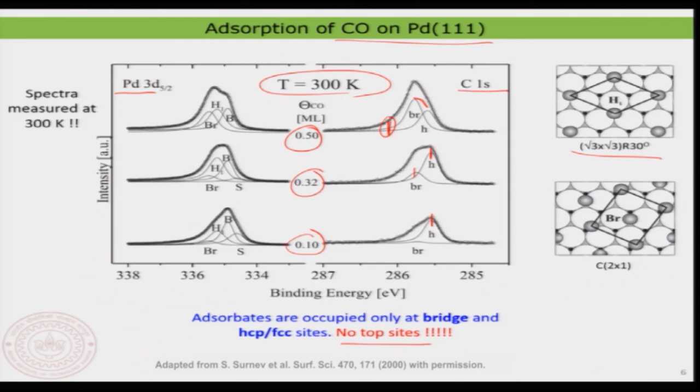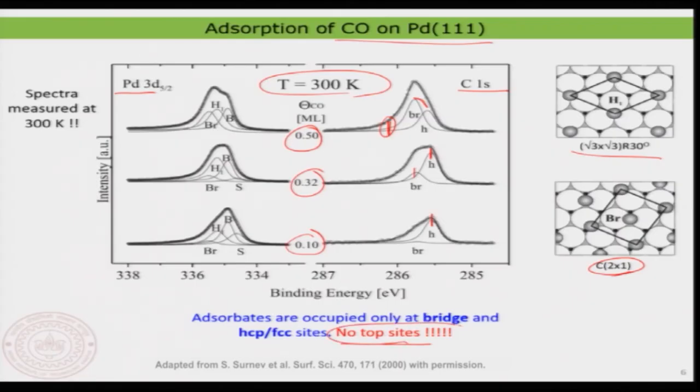And then what we are seeing is actually the c(2×1), which is a structure where the bridge sites are occupied. Yeah, and that is the structure that you see mostly when the coverage is high, because the top sites are not getting occupied. So this is quite interesting to notice, that the top site is not getting occupied. That also indicates that the top site is not a favorable site, in fact.